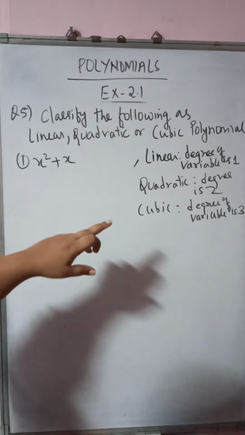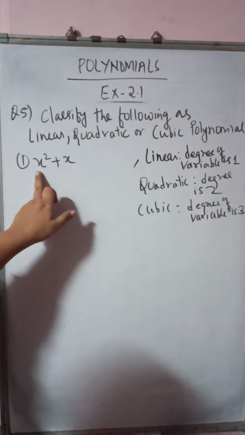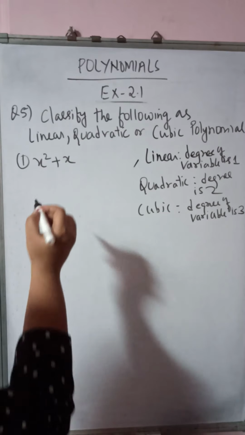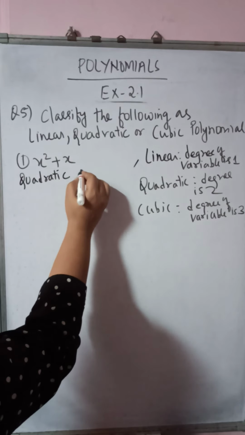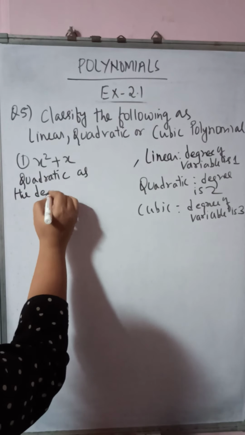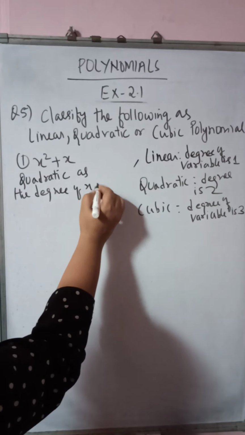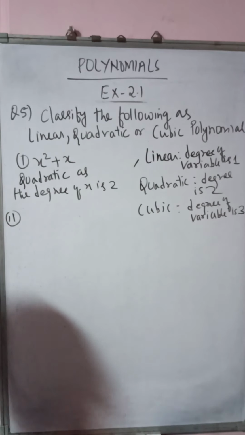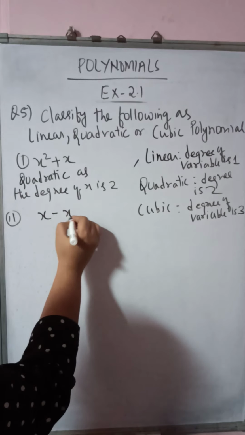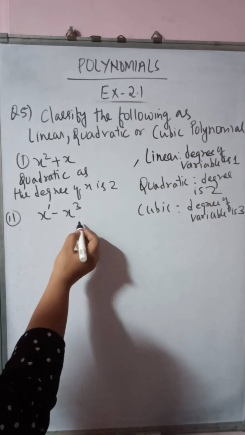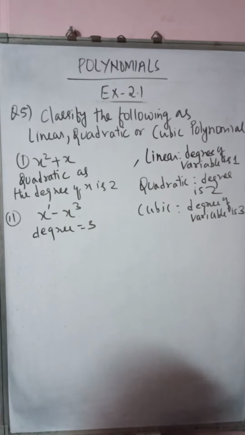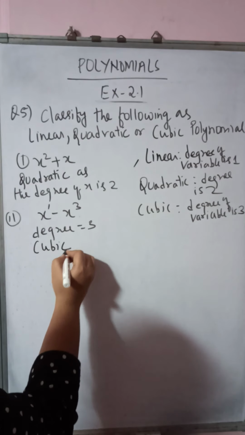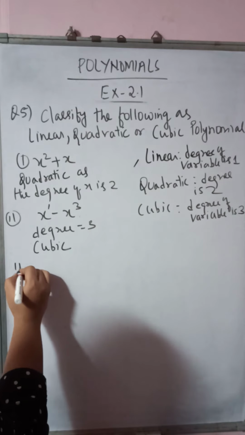So degree means highest power of the variable. So here, what is the highest power? 2. So it is what? Quadratic. It is quadratic as the degree of x is 2. Second part, x minus x cube. So what is the highest power among 1 and 3? 3. So here degree is 3. So which type of polynomial? Cubic. Cubic because the degree of the variable is 3.